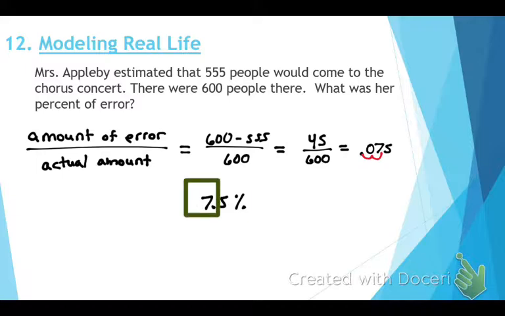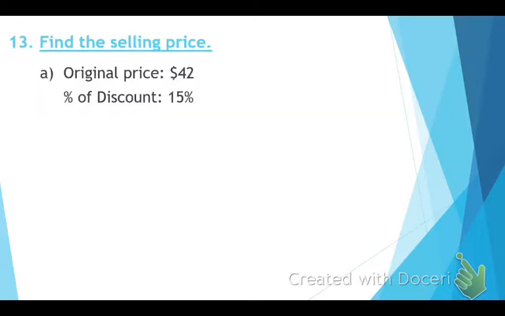You are correct. 7.5%. Now, guys, that's 7.5%. Was she way off in her estimate? No, 7.5% is a pretty small percentage. So she made a pretty good estimate of how many people would be there. But I guess everyone was just really excited to come to her concert. So that's why more people came.